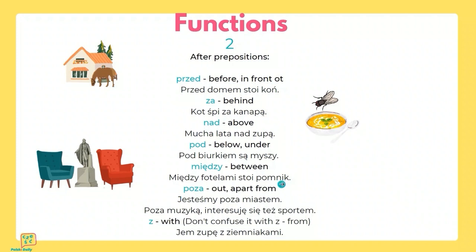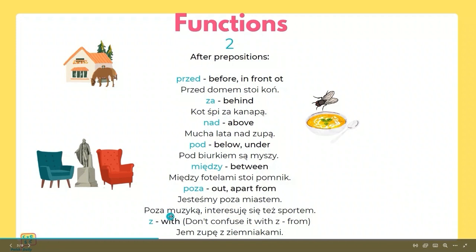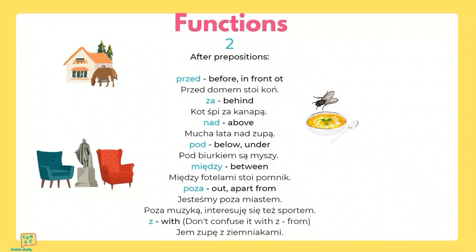Z, and here I need a little bit more of your attention because z can mean with, and then we need the instrumental case, or it can mean from or of, and then we need genitive case. But this is not the lesson about genitive case, of course, so we'll just focus on with meaning. Jem zupę z ziemniakami. I eat soup with potatoes. Z with instrumental.